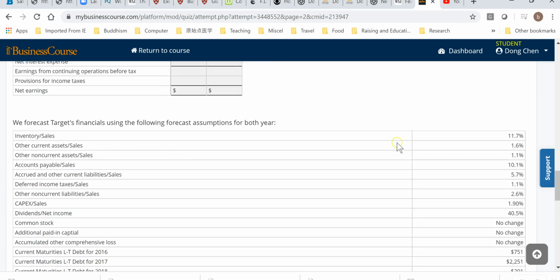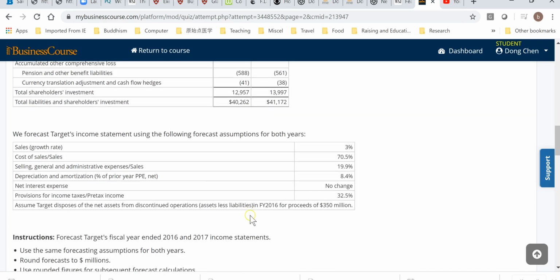And then we also need to read the information about how to forecast the balance sheet items. For example, this capital expenditure divided by sales, because this number will be used when we forecast the depreciation expense. If we go back here, the depreciation and amortization as a percent of prior year PPE net will be fixed at 8.4%.